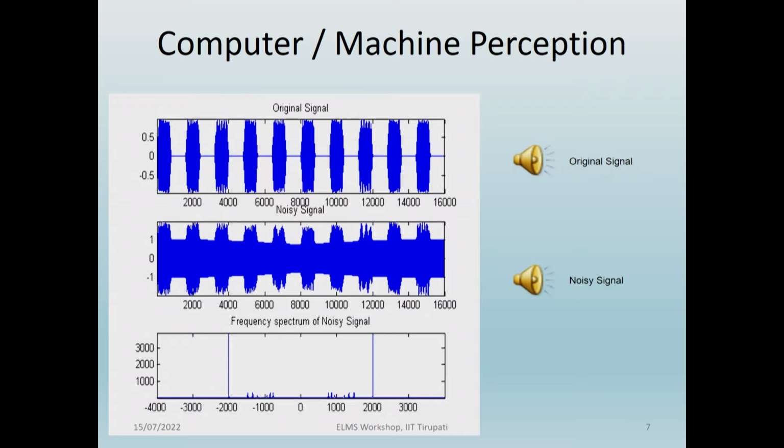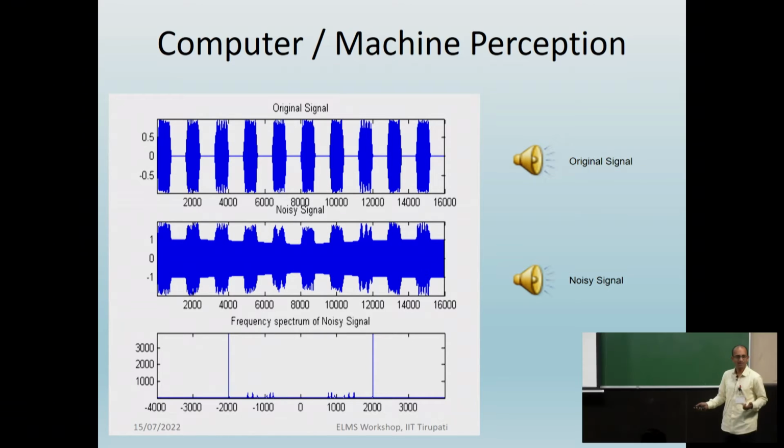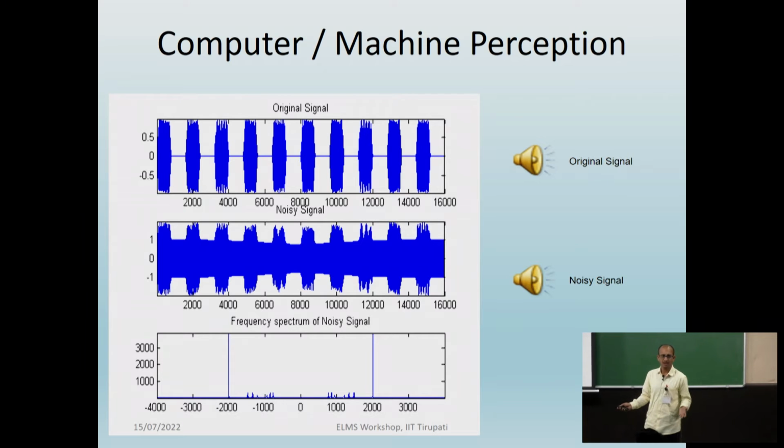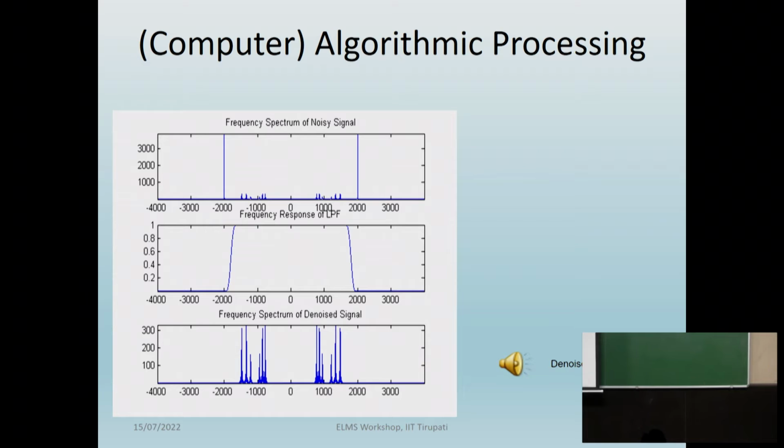Now if I want to remove this noise, what should I do? Any guess on that? These 2 frequencies are because of the noise. This is the frequency spectrum, 0 to 3000 Hz, and there are 2 frequencies corresponding to the noise. Now if I want to make this noise free, what should I do? We will apply some kind of filter, and we will not pass these two frequencies and pass the rest of the frequencies. That is referred to as filtering.